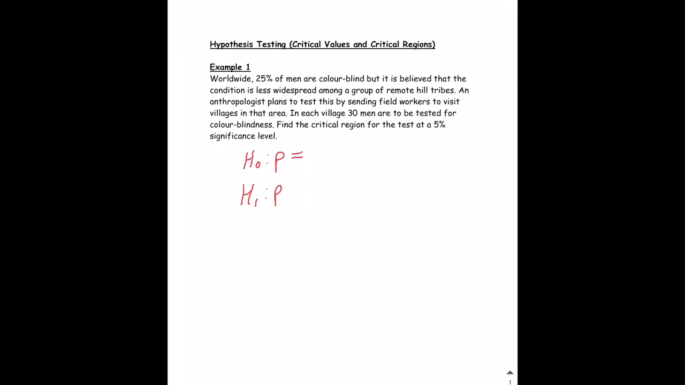So this first one then, apparently 25% of men are colourblind. But it's believed that the condition is less widespread among a group of remote hill tribes. So apparently there's some hill tribes where they are less likely to be colourblind. An anthropologist plans to test this by sending field workers to visit villages in that area, and they will test 30 men in each village for colourblindness. Find the critical region for the test at a 5% significance level.